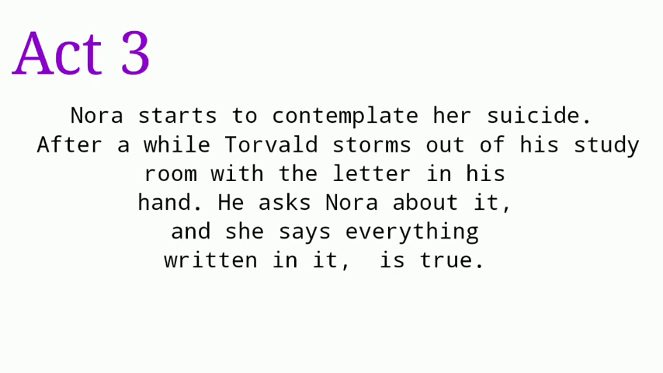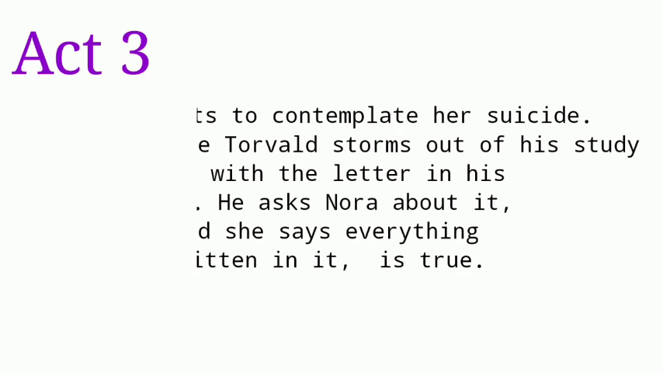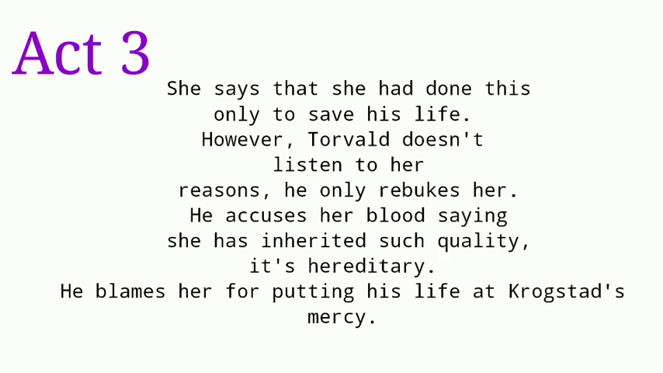At this moment, Torvald storms out of the room and asks Nora about the letter. She says that everything that is written in the letter is true, and she had done this only to save Torvald's life because she loved him so much. Torvald, enraged, tells her to stop talking and rebukes her for all this forgery and calls her a hypocrite, accusing her father, from whom she has inherited these qualities.